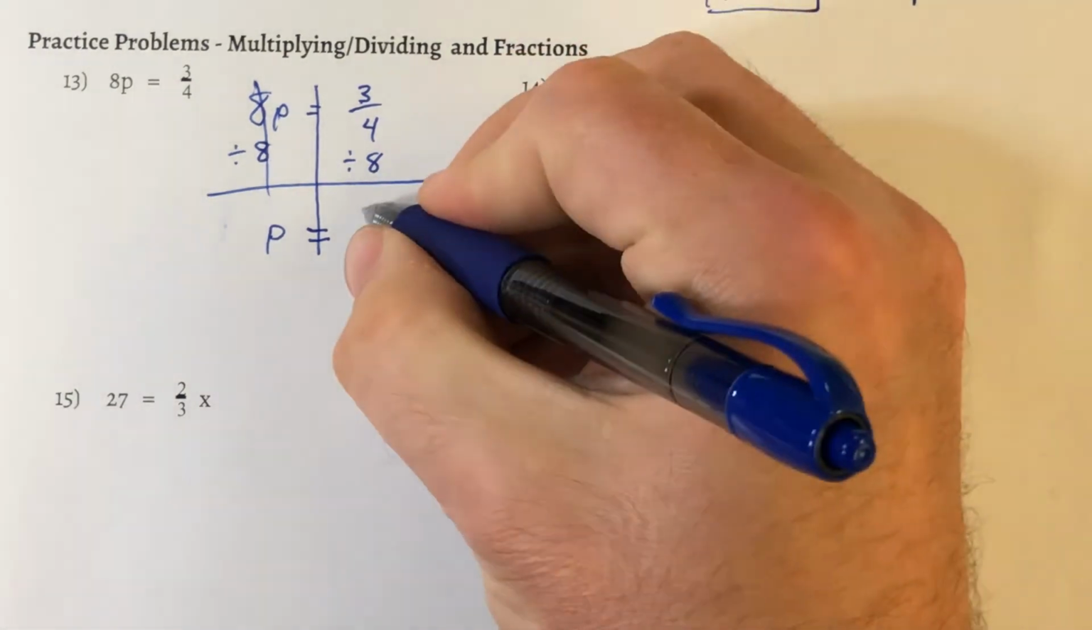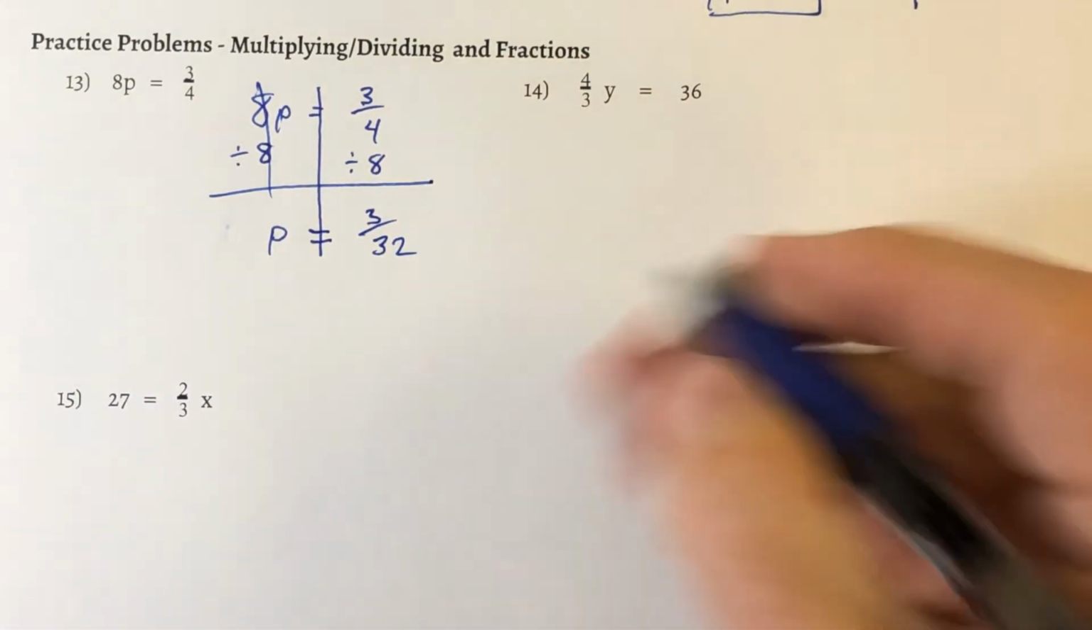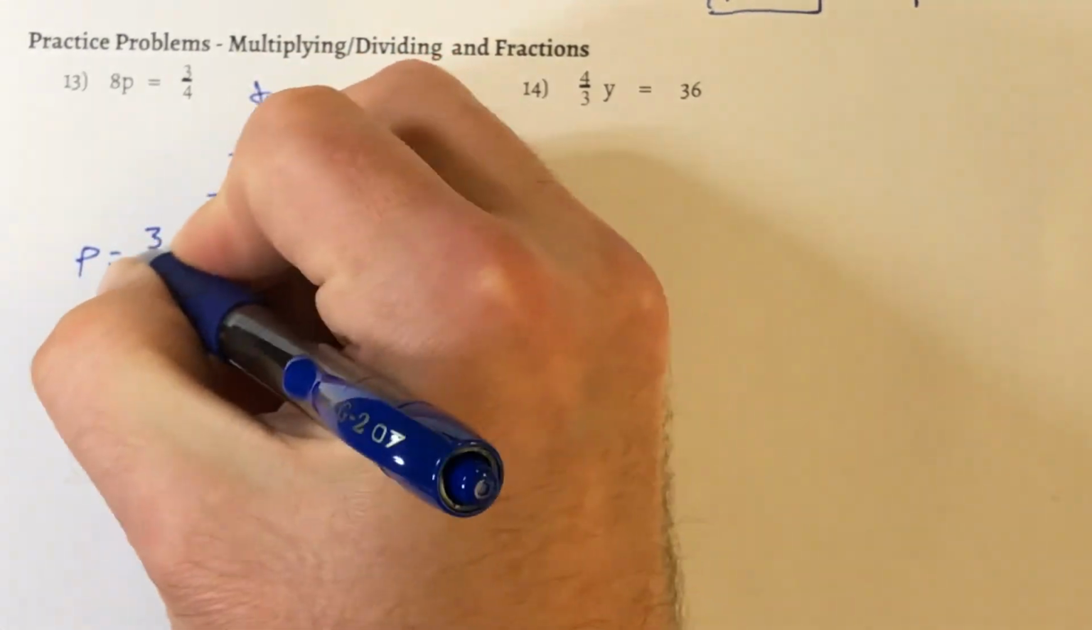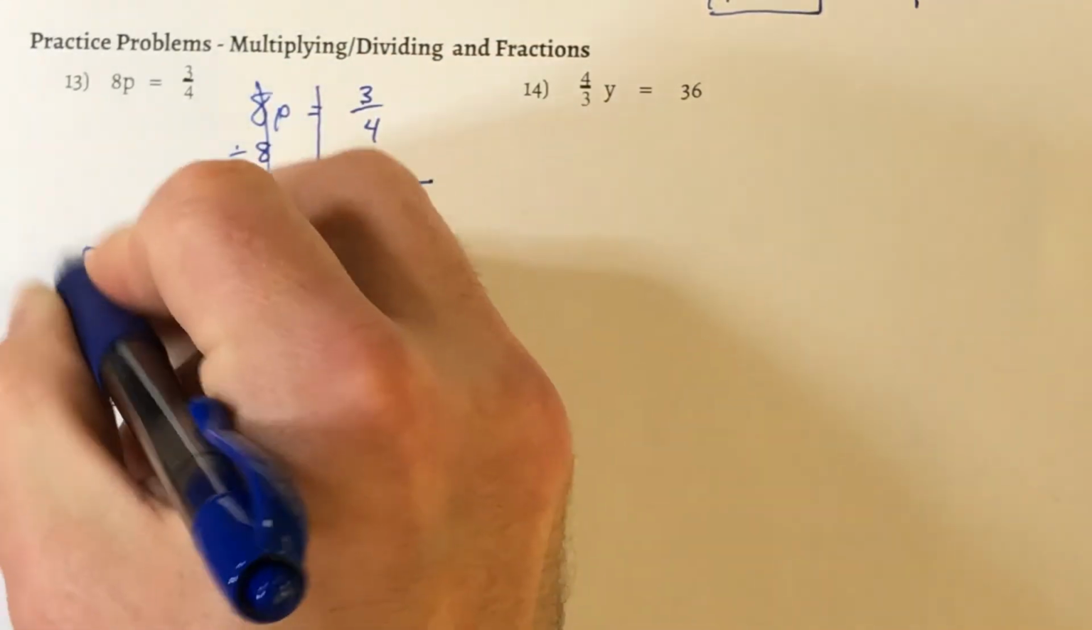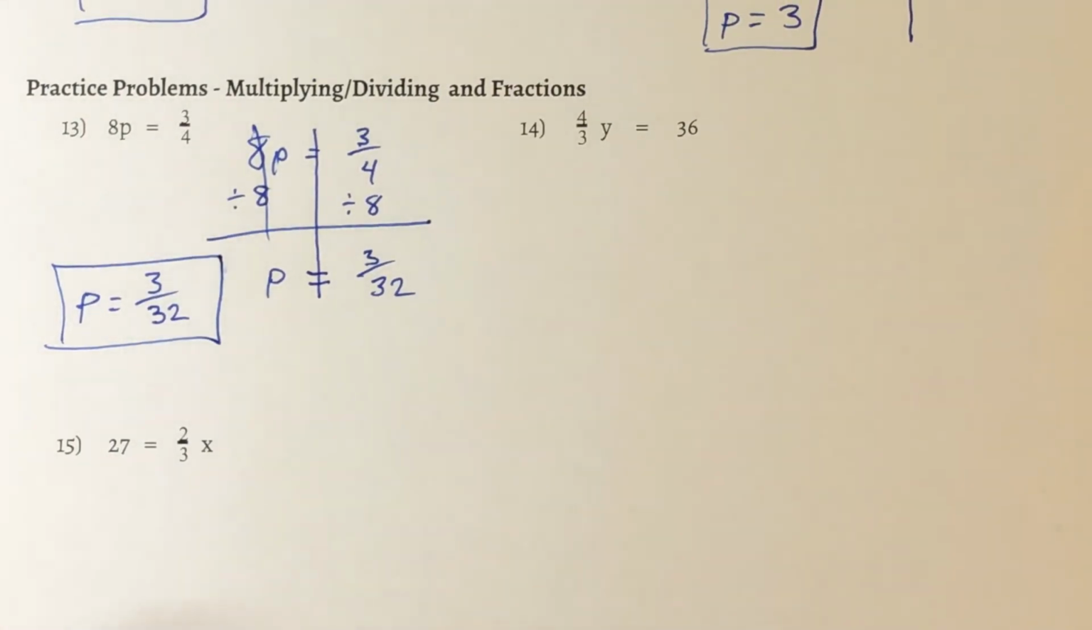3/32. So p is all by itself, so we are finished. P equals 3/32. All right, last two.